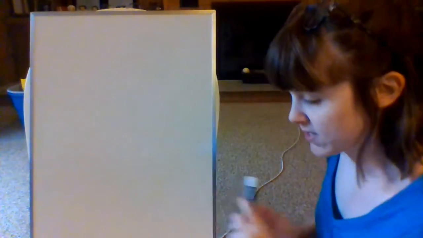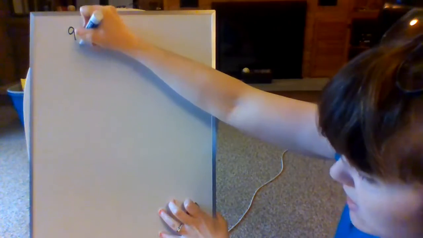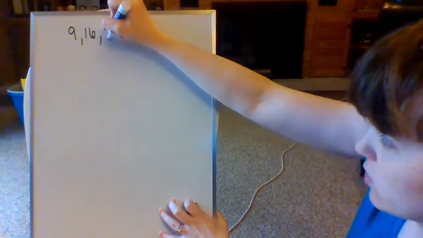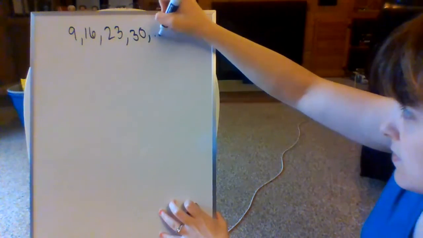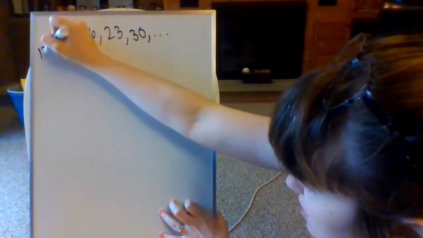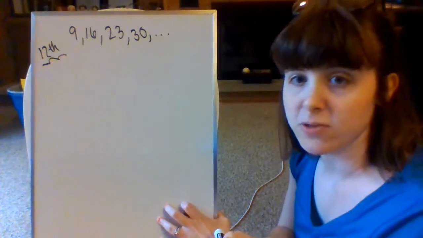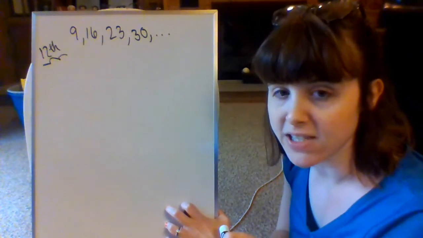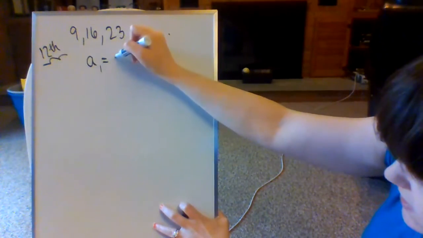Okay, so example 1 says find the nth term. Find the 12th term of the arithmetic sequence 9, 16, 23, 30. And we're trying to find the 12th term. Okay, so first of all, what is the first number of this list? Well, 9 is the first number of this list, so that's A1.